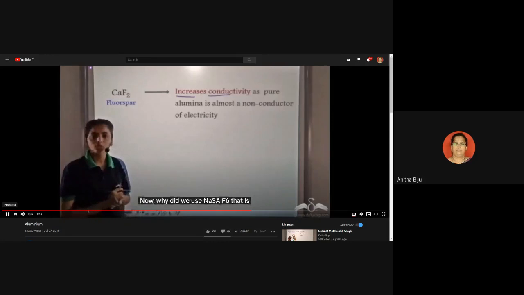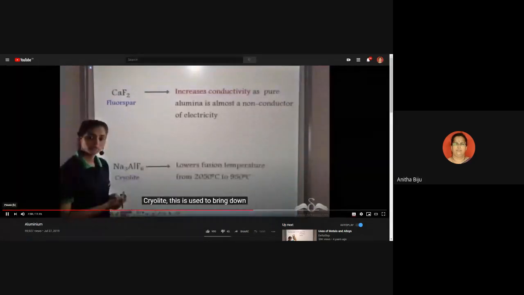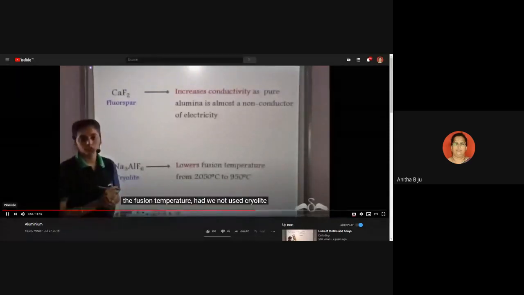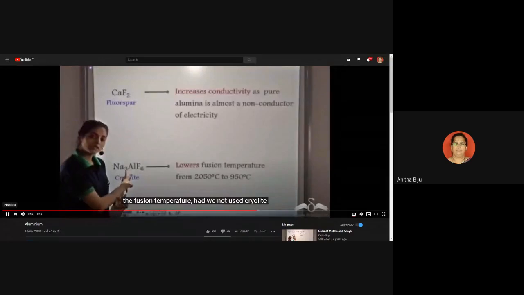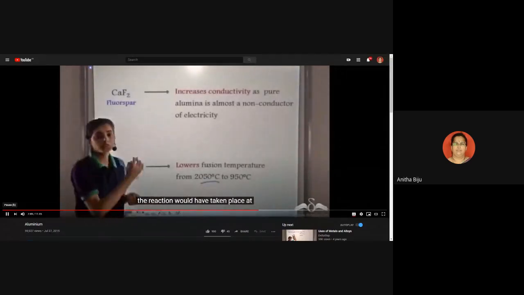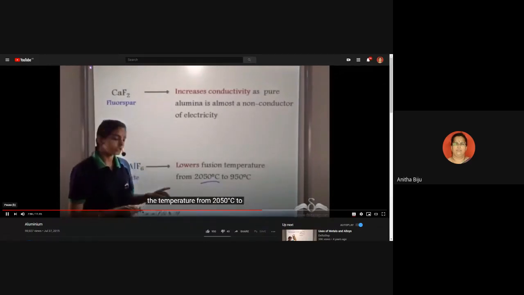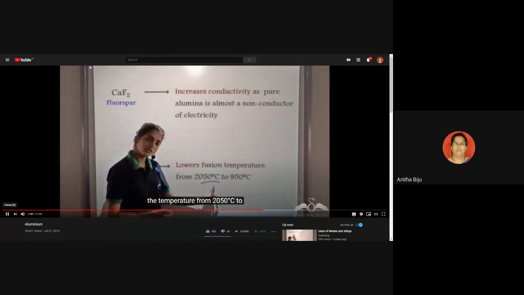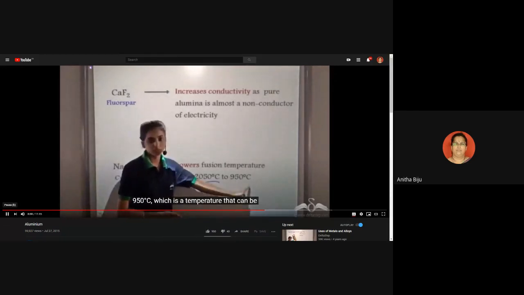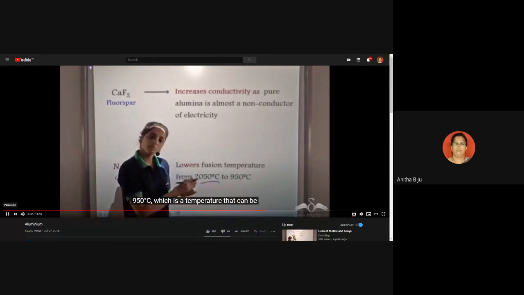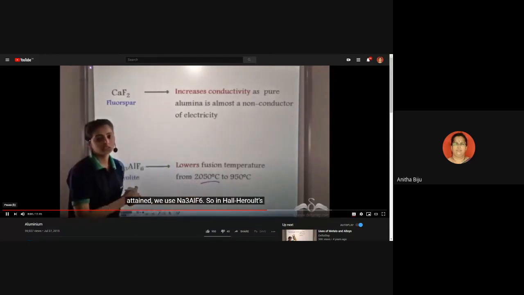Now why did we use Na3AlF6? That is cryolite. This is used to bring down the fusion temperature. Had we not used cryolite, the reaction would have taken place at 2050 degrees Celsius, which is a very high temperature to attain. So in order to bring down the temperature from 2050 degrees Celsius to 950 degrees Celsius, which is a temperature that can be attained, we use Na3AlF6. So this also you can mention.